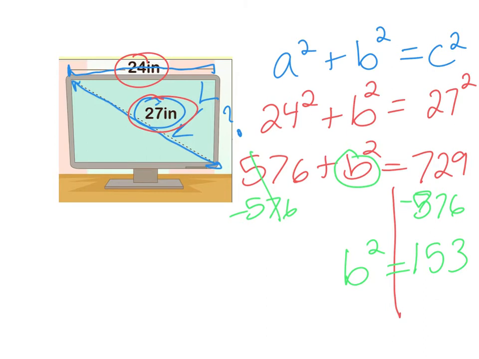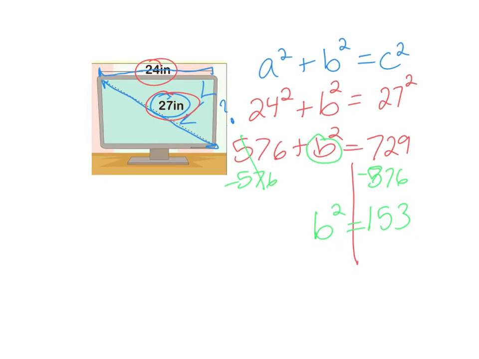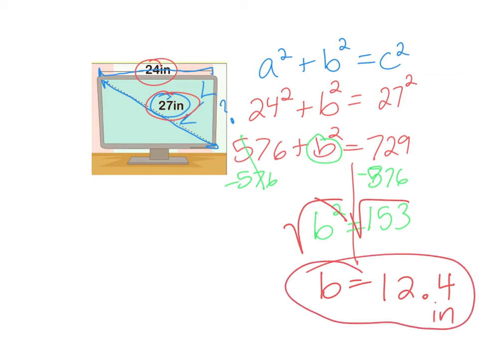Okay, so we did a couple steps here. Last step, even students, even though I say this over and over, end up forgetting to do this last step. The last step here would be to take the square root of both sides. I'm left with B equals the square root of 153, which is about 12.4, and we should write inches for this one. Okay.